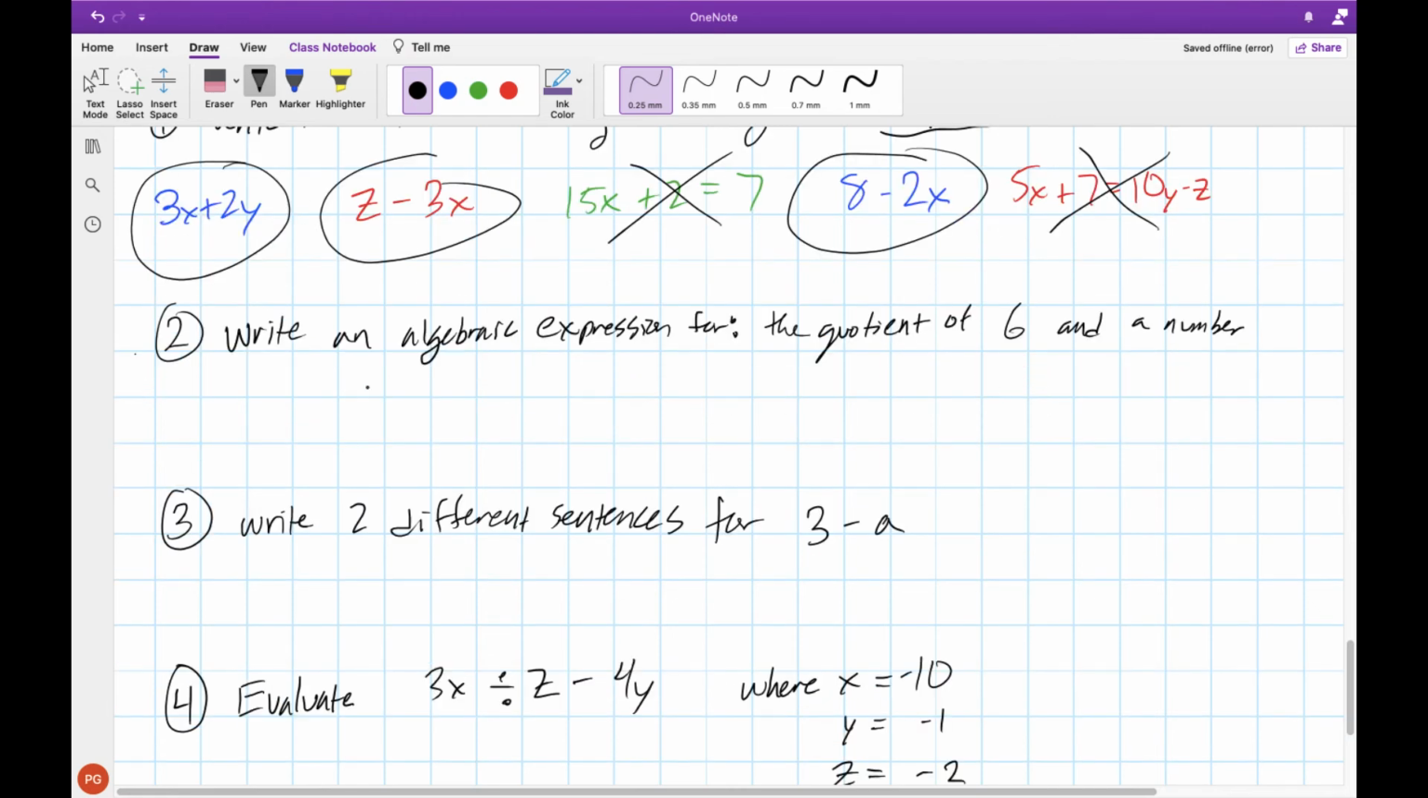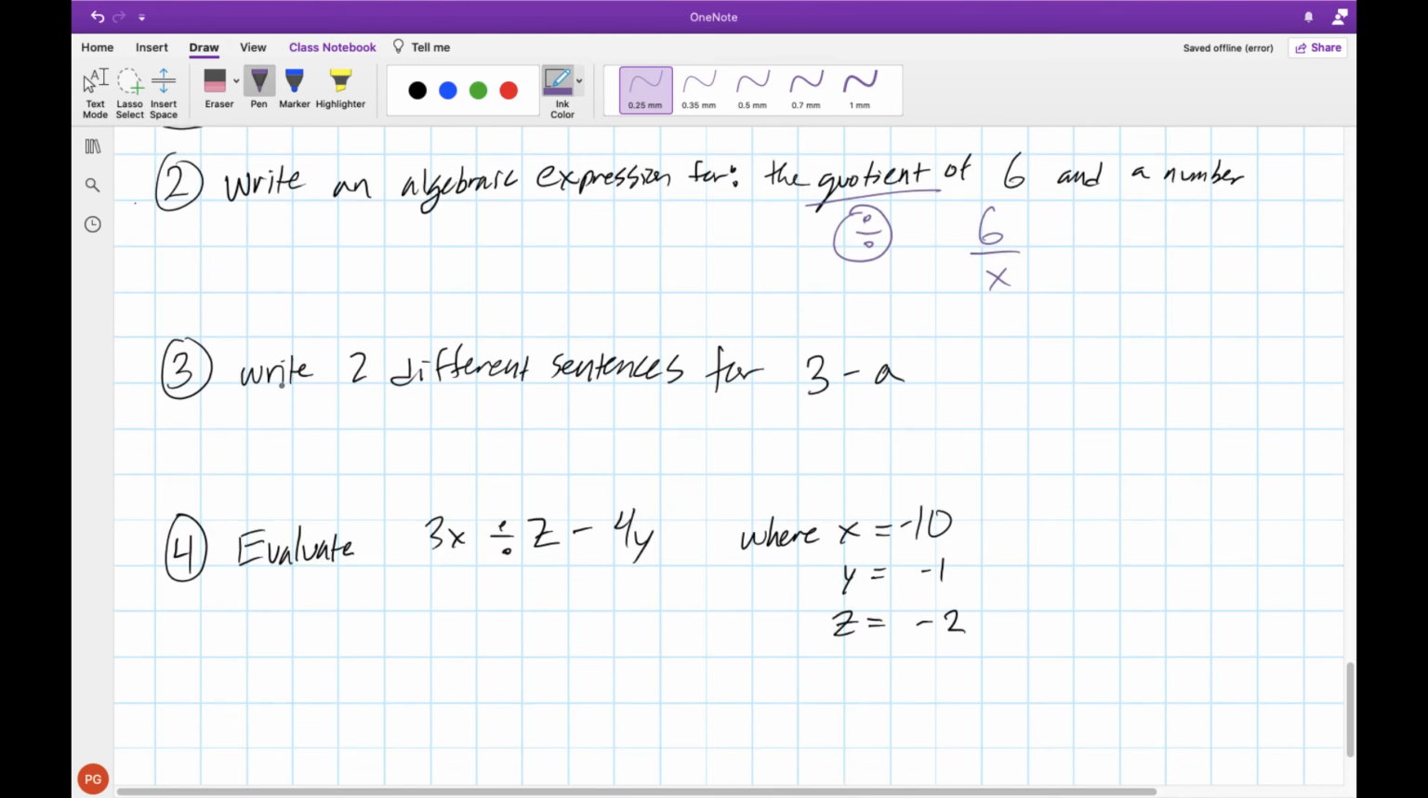For this one here, we're trying to write an algebraic expression for this sentence, the quotient of 6 and a number. Now, if you remember, quotient here means divide. And the order that it's listed tells us which one's on top, then which one's on the bottom. So as an algebraic expression, this would be 6 divided by some variable, say x. So 6 over x would be the algebraic expression for this.